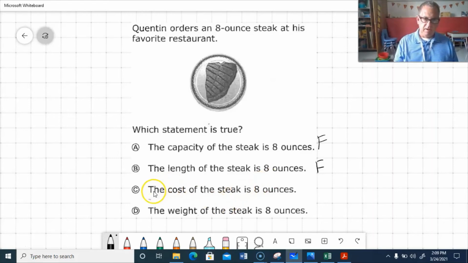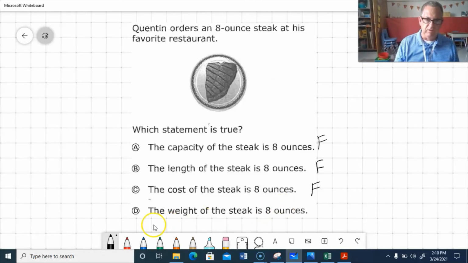Answer choice C, the cost of the steak is 8 ounces. True or false? Okay, that would be a false statement also. We use money or dollars and cents for cost of stuff.